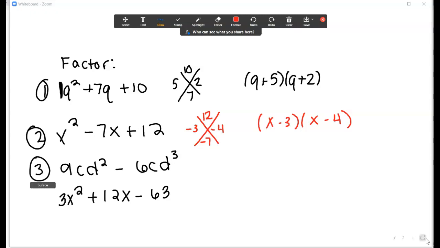Number 3 is a GCF because you only have those two terms. So you're looking for what you can take out of both. So both divide by 3. Both contain a C and both contain two D's. So it's 3CD squared factored out, leaving 3 minus 2D.